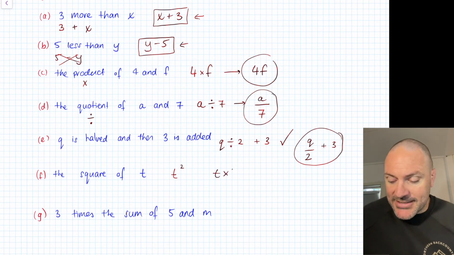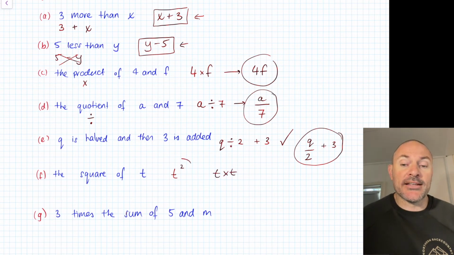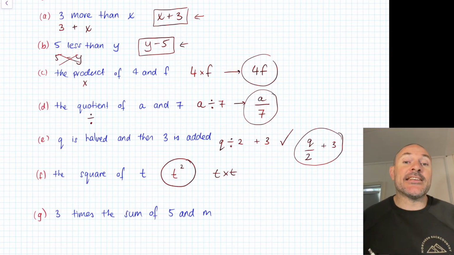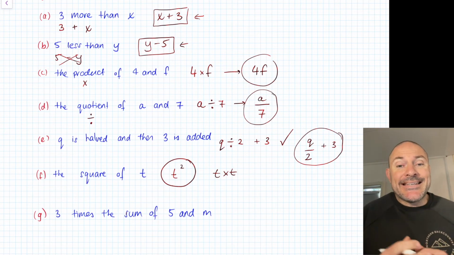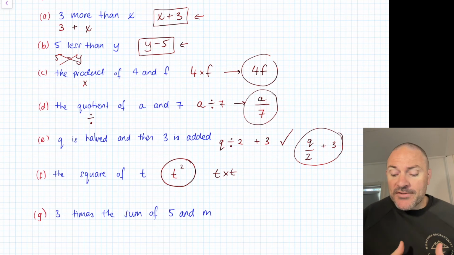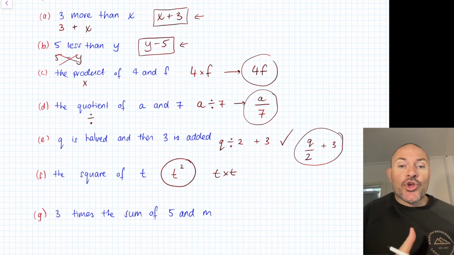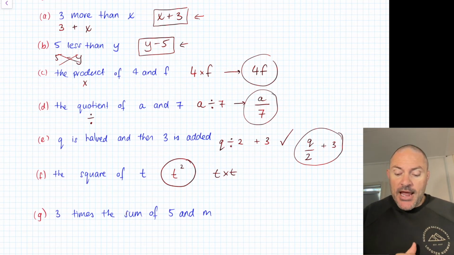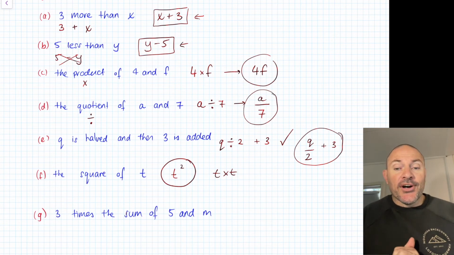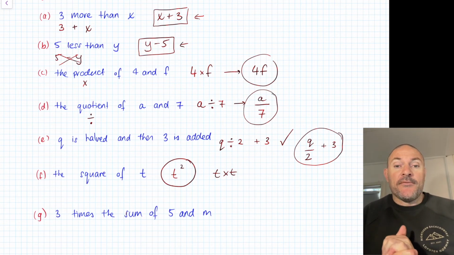Now, if you said t times t, it's still correct, but guess what? That is more simplified. It's more condensed, okay? The square of something would be like a little 2 there. The cube would be a little 3. And the last one, 3 times the sum of 5 and m.